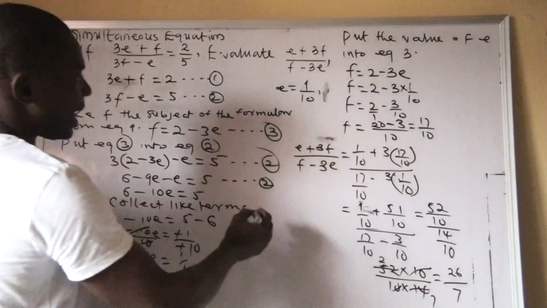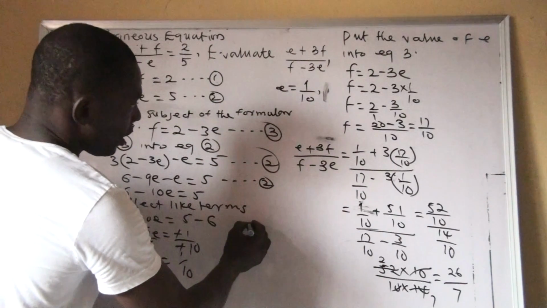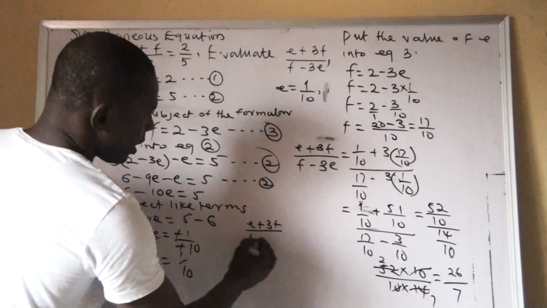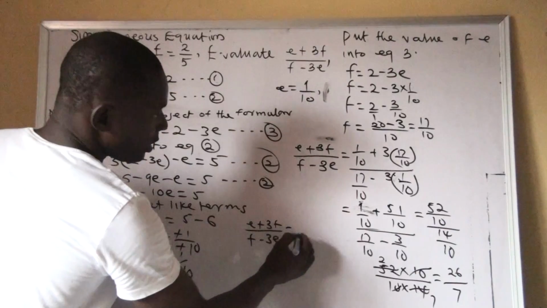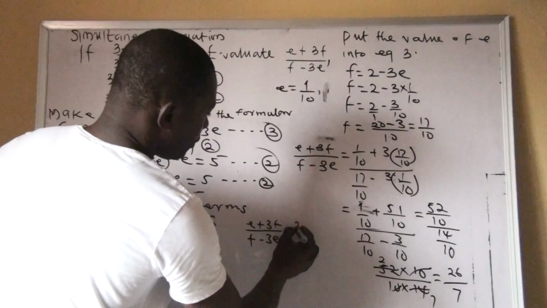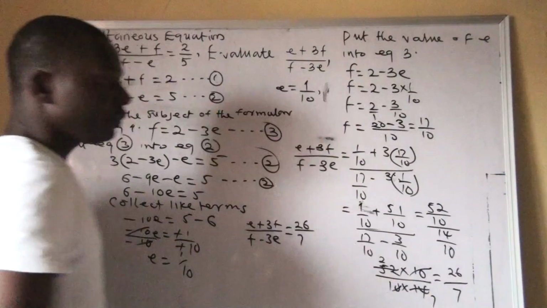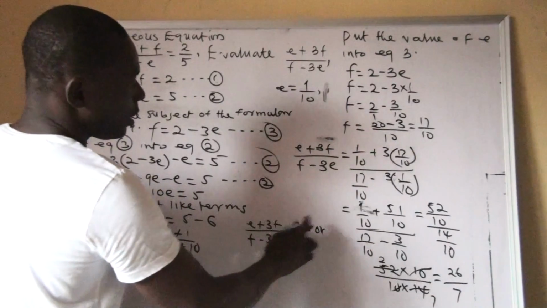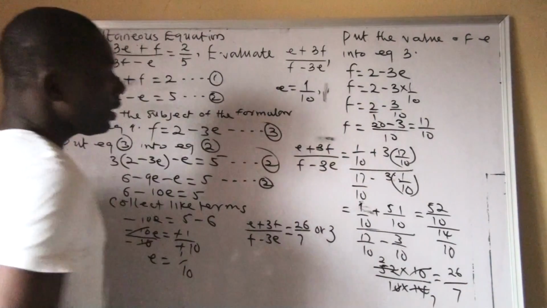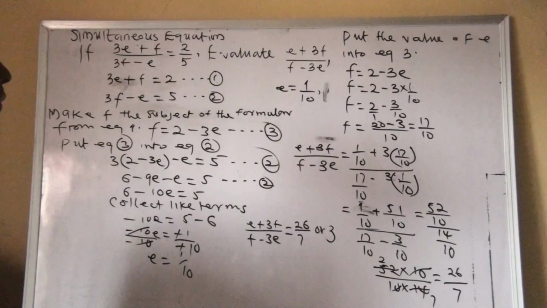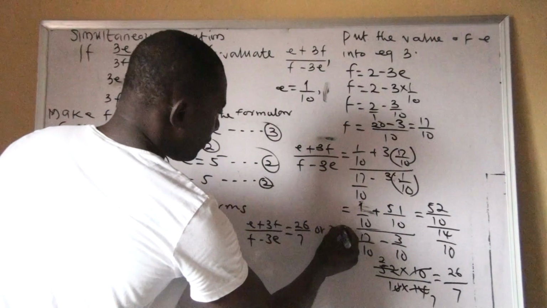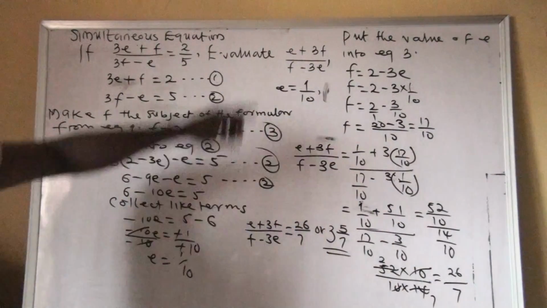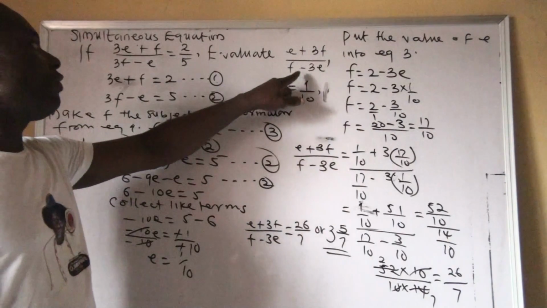So our final answer here is that e plus 3f all over f minus 3e is equal to 26 over 7. Or we can simply express this as a mixed fraction: 3 whole number 5 over 7. So that's the value of e plus 3f all over f minus 3e.